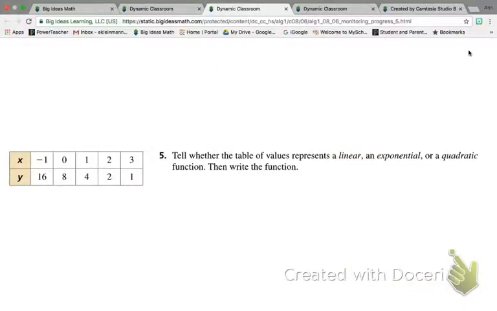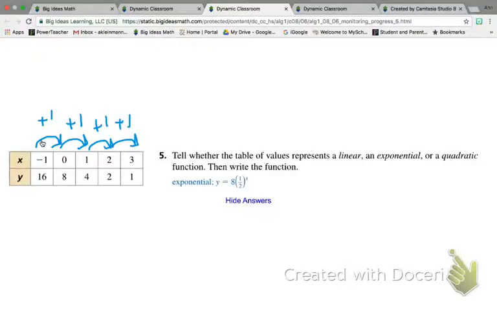So let's try one of these to see how we do. Let's try this. Going from negative 1 to 0 is plus 1, 0 to 1, 1 to 2. So we have this constant common difference here in the x. When we look for the common difference in the y, we have subtracting 8, subtracting 4, subtracting 2, subtracting 1. So we do not have a common difference for the y.